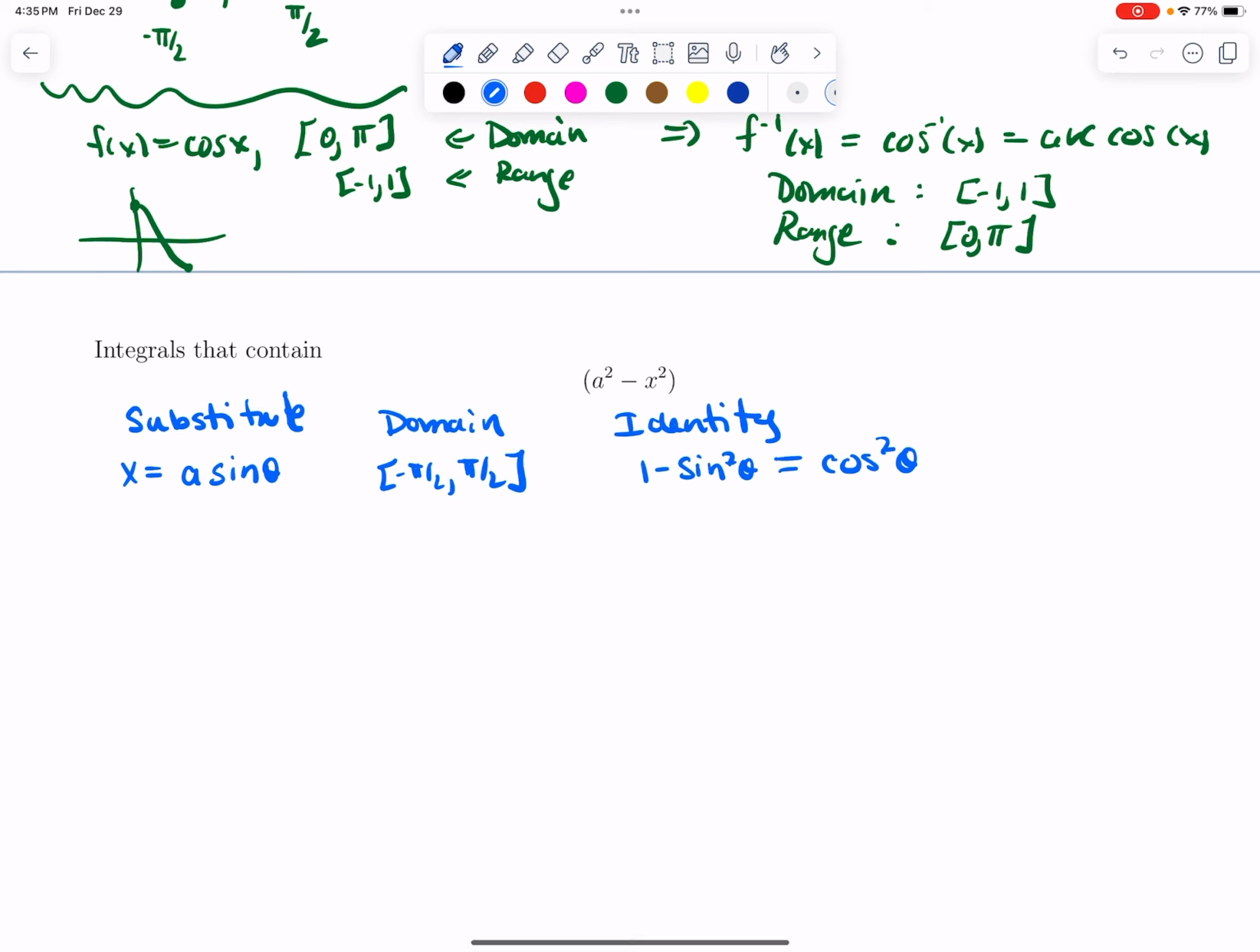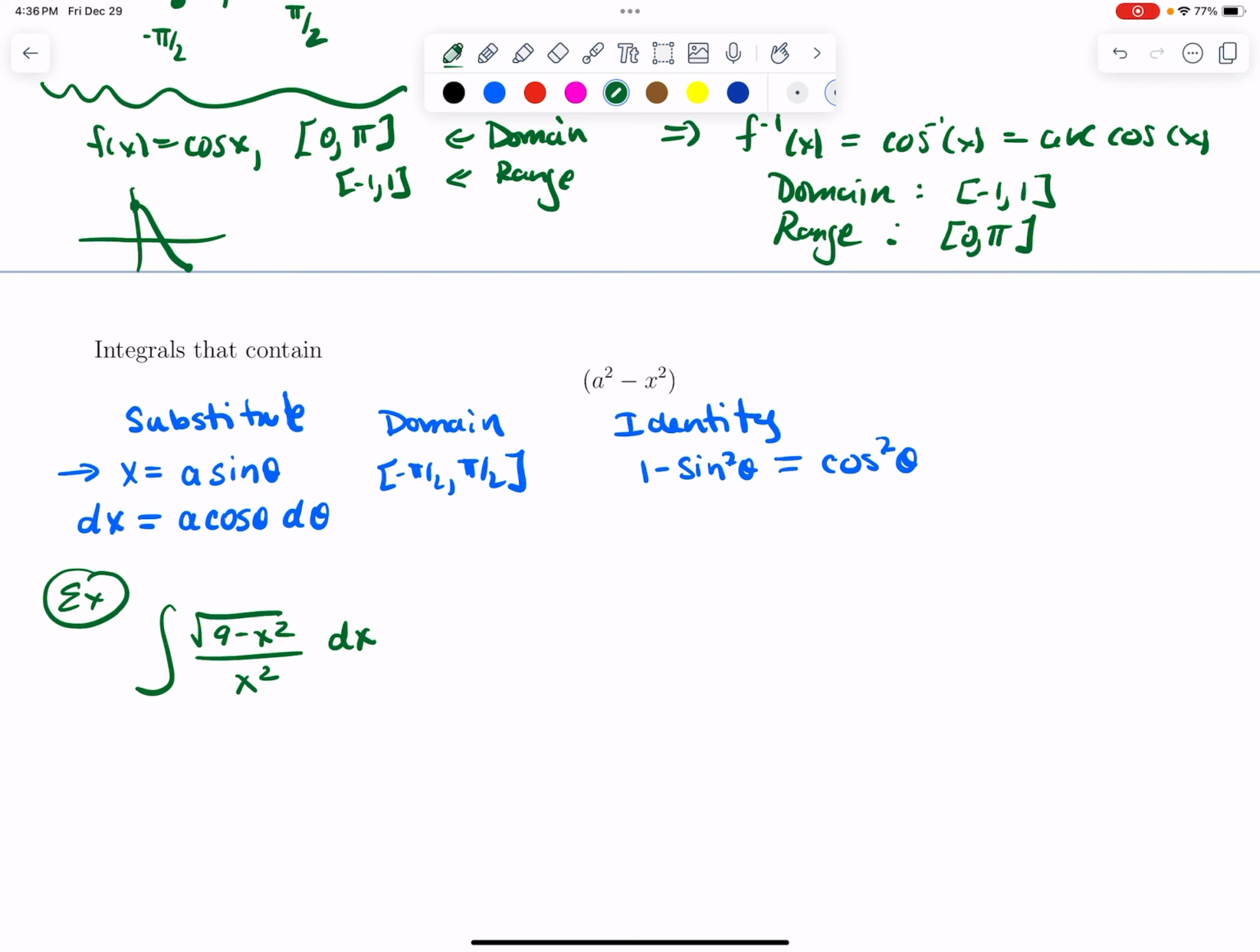Now note, if we make x equal to a sine theta, then dx, or the rate that x is changing, is related to theta in the following way: a cosine theta d theta. So this time we're going to be doing inverse substitution. Let's start with an example and go from there. Let's say we have the square root of 9 minus x squared over x squared dx.